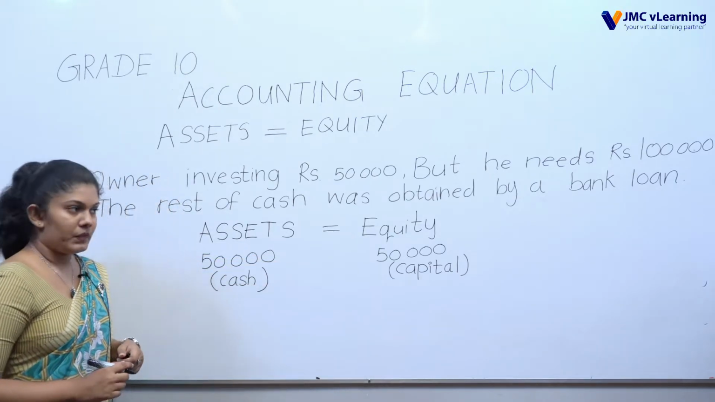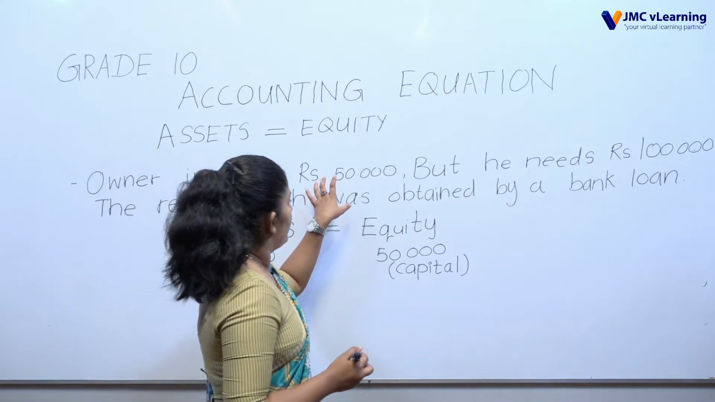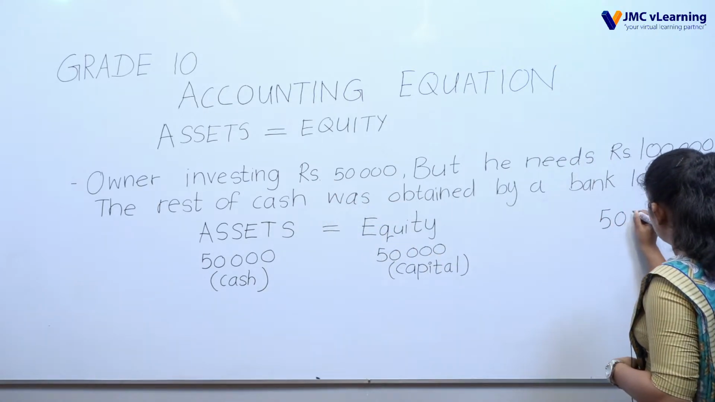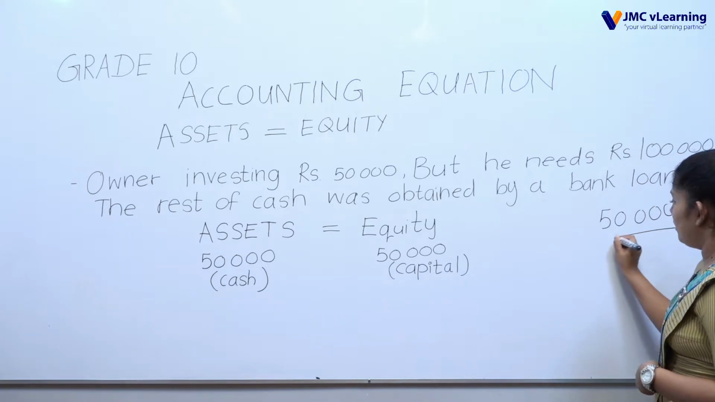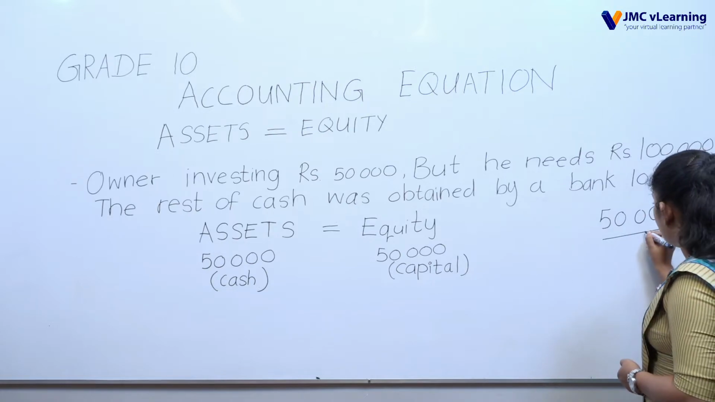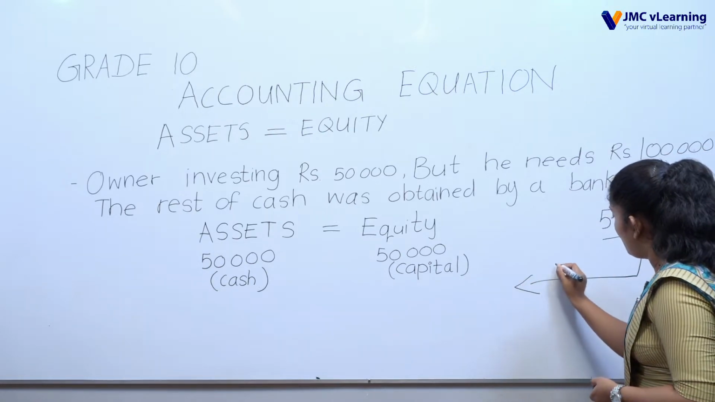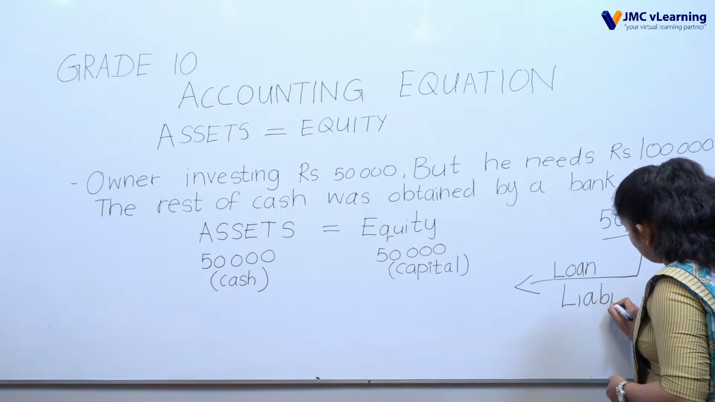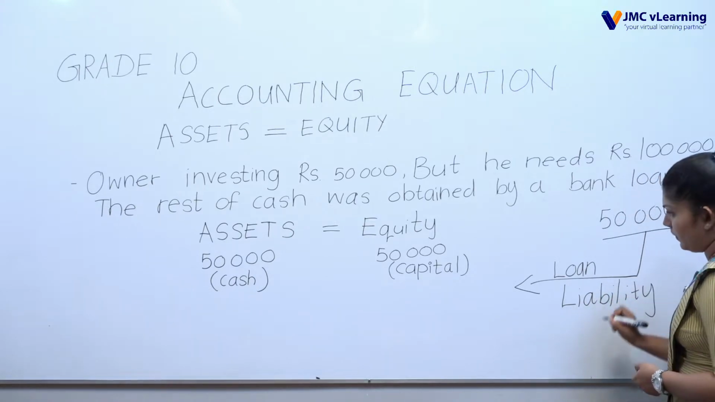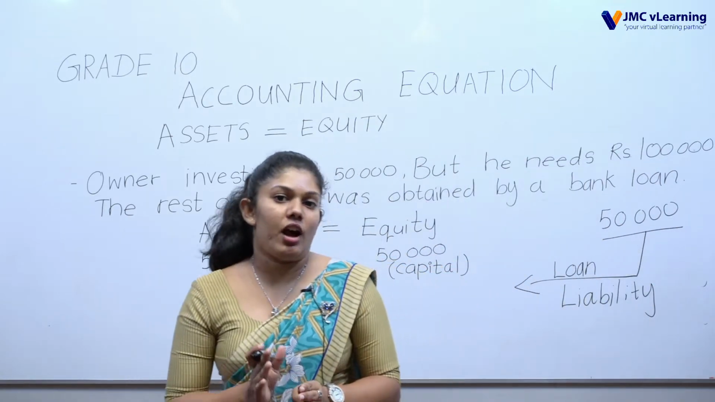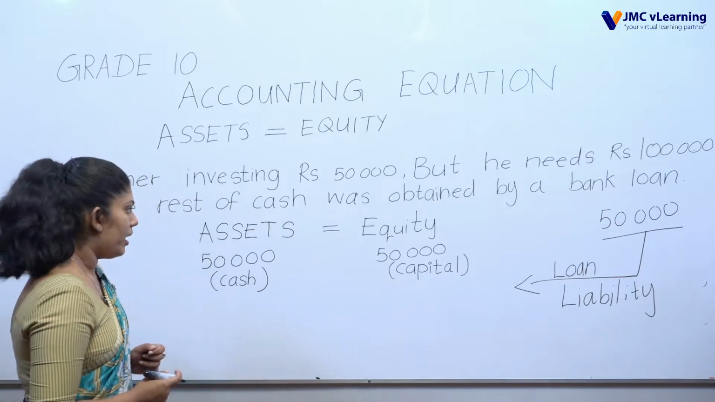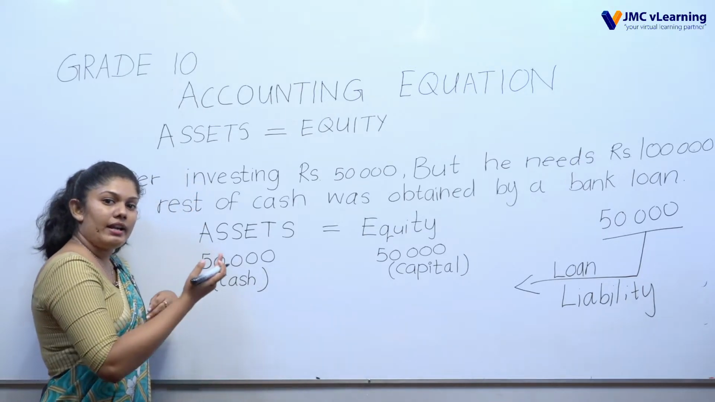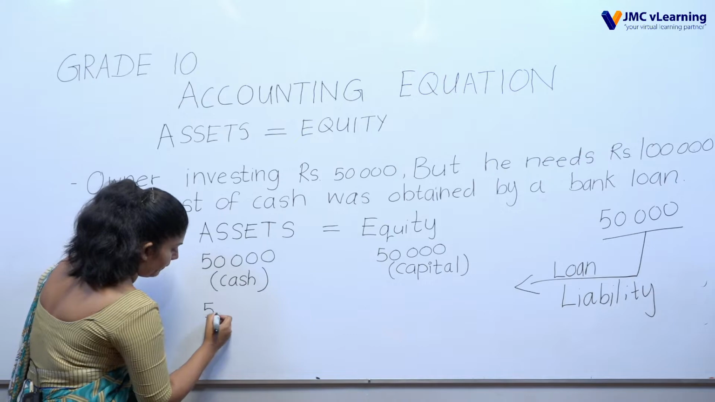And the next step, the gap of 50,000. This 50,000 we don't have, but we get it as a loan facility which we recognize as a liability. Therefore, we have to change this accounting equation accordingly. Now, we have assets and equity. The thing that is adding additionally is another 50,000 cash.